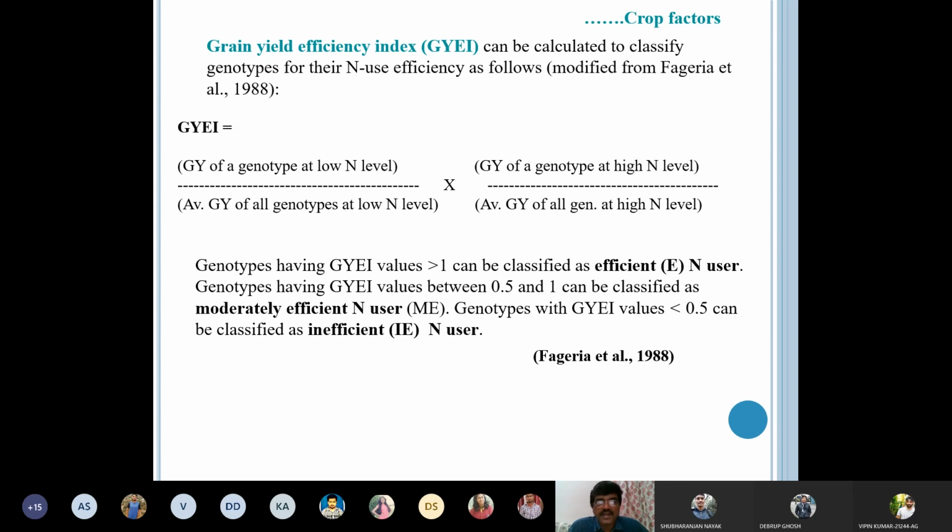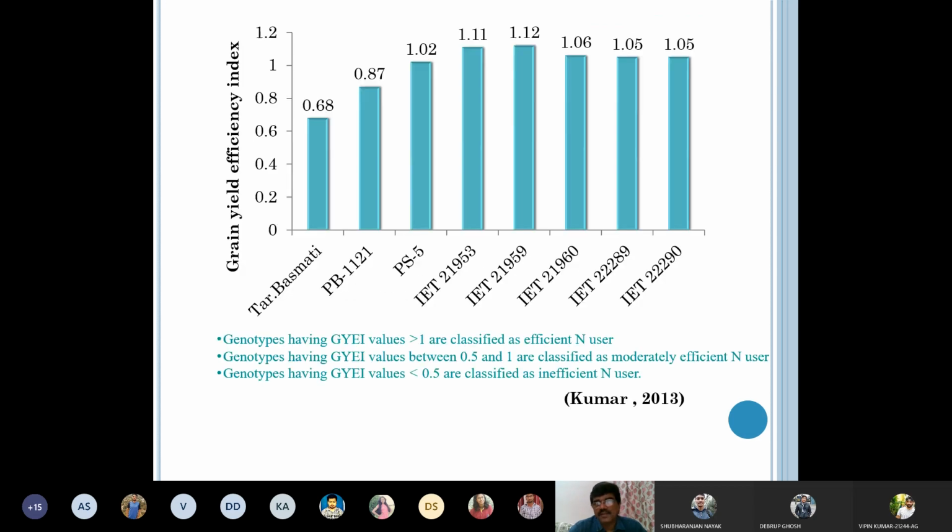If your value of the grain yield efficiency index is more than 1, then your genotype is efficient. Otherwise, if it is 0.5 to 1, then it is moderately efficient, and if it is less than 0.5, then it is an inefficient nutrient user. For any nutrient you can use this formula, for phosphorus, for zinc, for sulfur, for any element. This we have done for nitrogen.